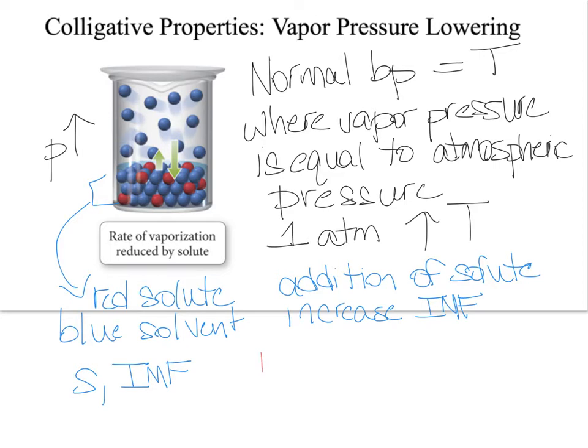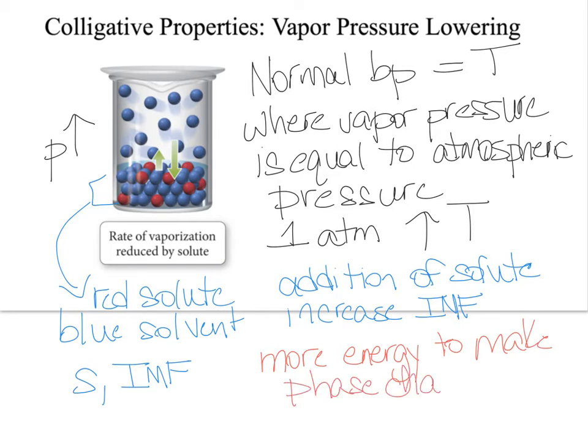So it requires more energy to make that phase change. In other words, there are less molecules in the vapor as there would be compared to the pure substance. And you can see the difference in the arrow in the beaker. That means that there is more in the liquid phase as compared to the gas phase.